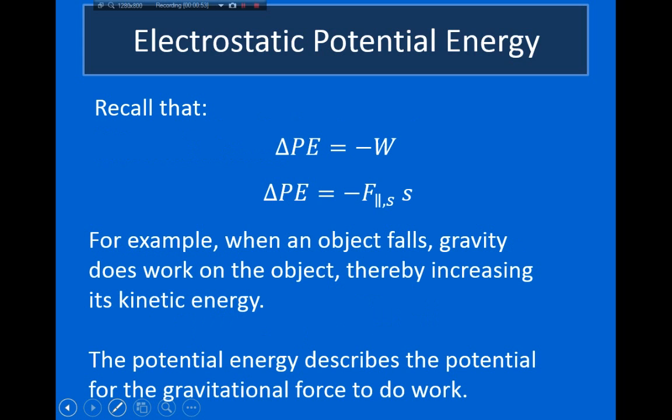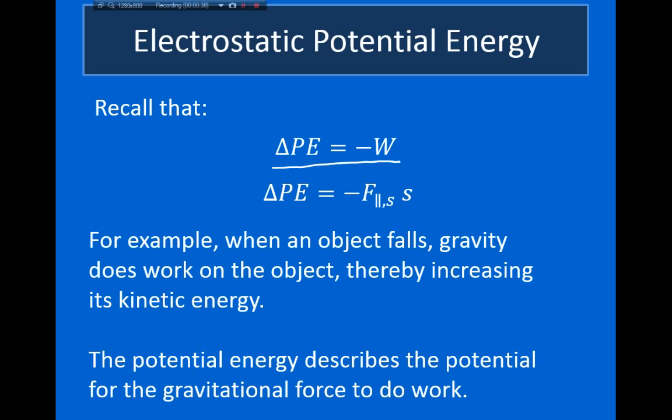Now, before we derive the formulas for the potential energies that are associated with these two force formulas, I first want to review the relationship between the work that is done by a conservative force and the change in its corresponding potential energy. Recall that the difference in the potential energy between 2 points is equal to minus the work that is done in moving from that initial point to the final point.